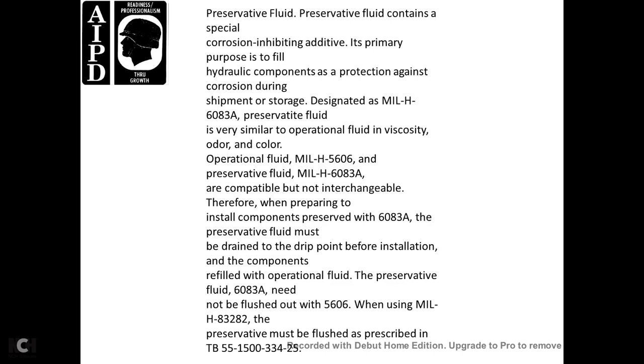Therefore, when preparing to install components preserved with 6083A, the preservative fluid must be drained before installation, and the components filled with the operating fluid. The preservative fluid 6083A needs to be flushed with 5606. When using the MIL-H-83282, the preservative must be flushed as prescribed in Technical Bulletin 55-1533-425.